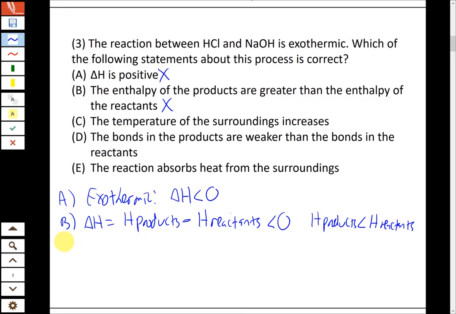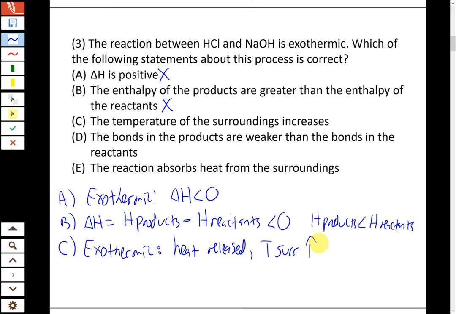All right, for choice C here, the temperature of the surroundings increases. Whenever we have a change in internal energy, a delta E or delta H, which is closely related, you're always going to have energy transferred between system and surroundings in the form of heat and/or work. And so when you have an exothermic process, exothermic means that heat is released from the system. If heat is released from the system, it goes into the surroundings, and the temperature of the surroundings will go up. So anytime you have an exothermic process, your temperature of the surroundings increases.